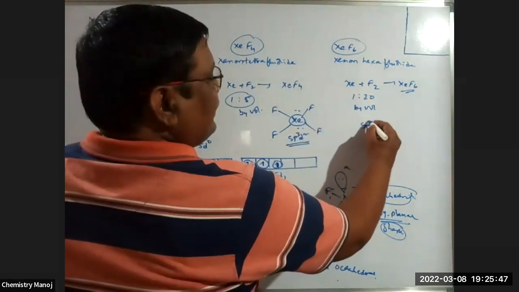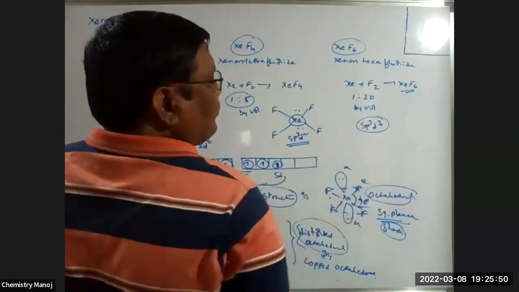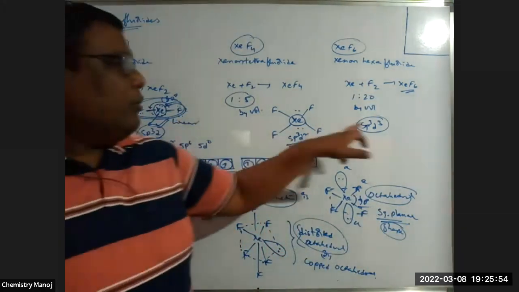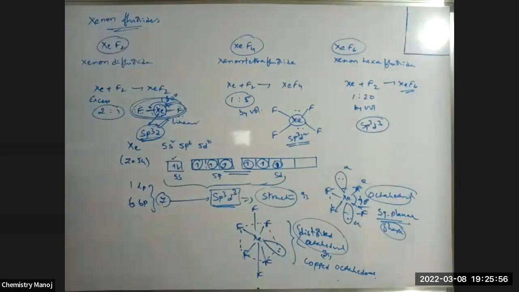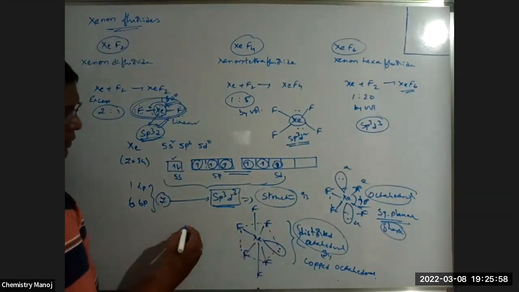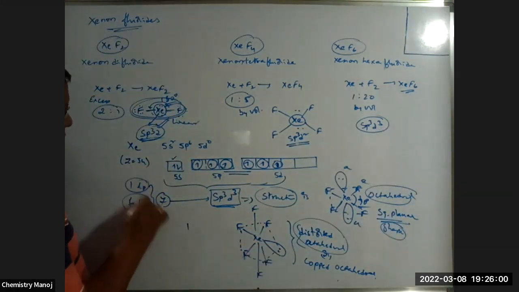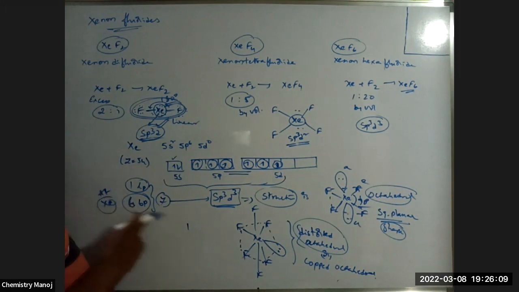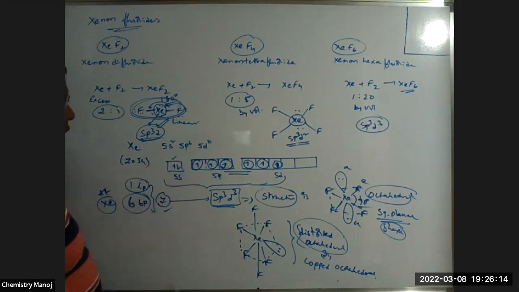So here, sp3d3 hybridization: sp3d, sp3d2, sp3d3. In this case, one lone pair and six bond pairs are there at xenon. Correct or wrong? So the total electron pairs is 7, sp3d3 hybridization.